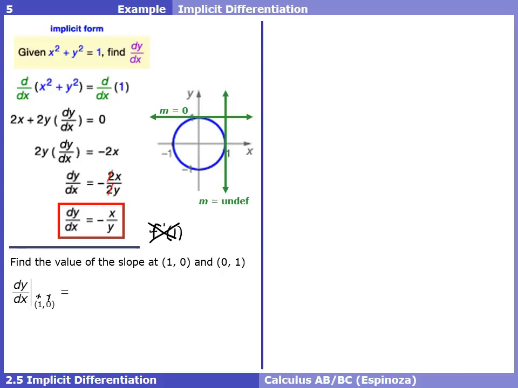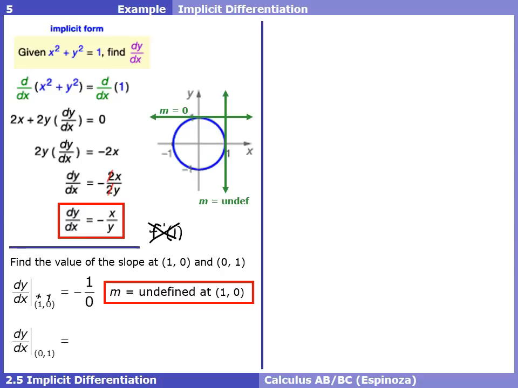Ultimately, once you know that that's the notation, all we need to do is plug in the numbers. We're going to plug in 1 for x, we're going to plug in 0 for y, and when we divide by 0, we know that's not possible, so the slope is undefined, just like you saw in the picture above. Same thing for the point 0, 1.